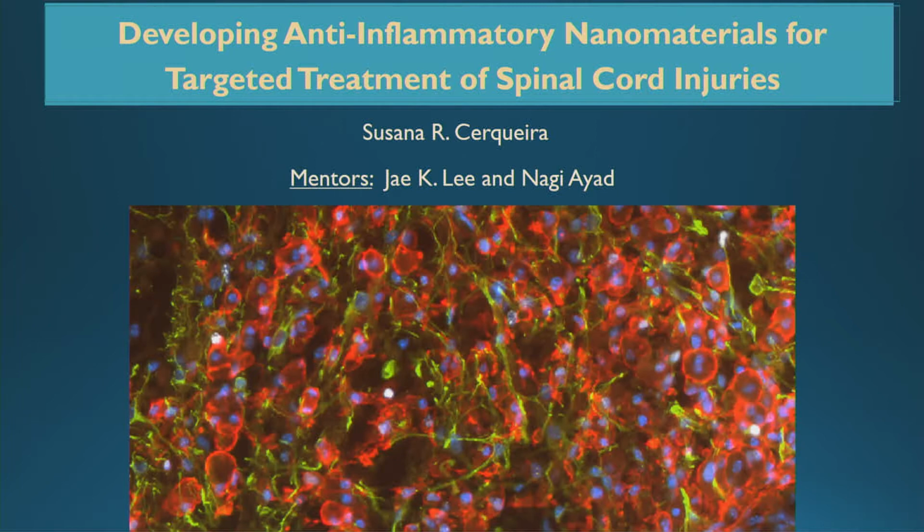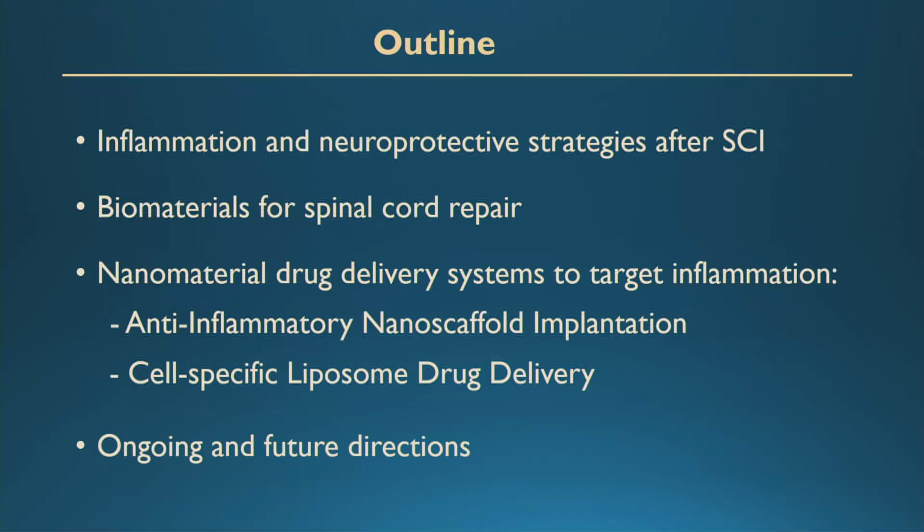So for today, I'm going to mention briefly the pathology of spinal cord injury. You are familiar with it, I believe, so I'm not going to focus too much on that. But I'm going to try to focus on the inflammatory processes that occur after spinal cord injury and what strategies have been used to reduce this inflammation and induce neuroprotection of the tissue.